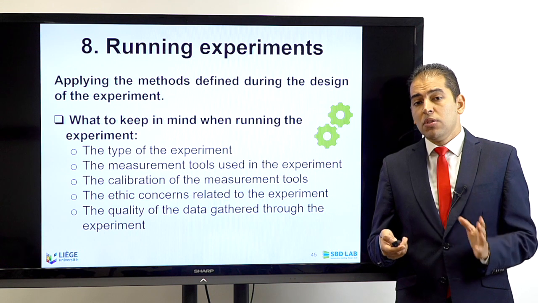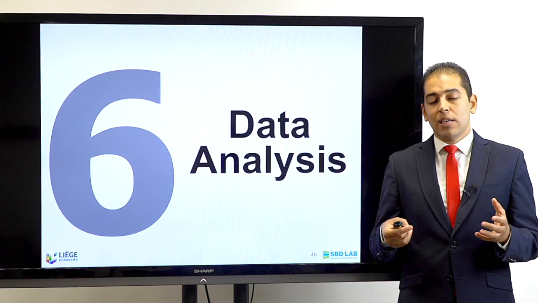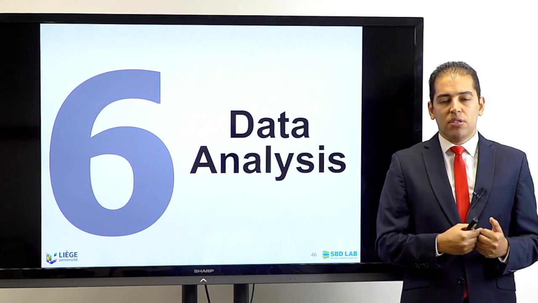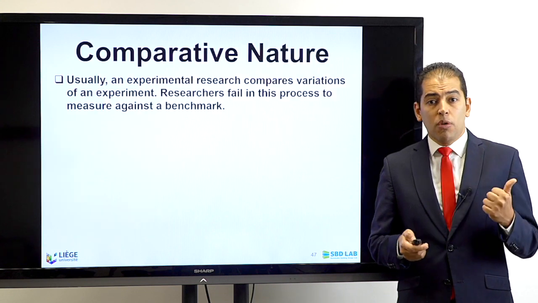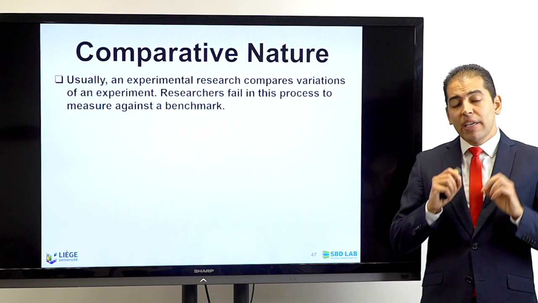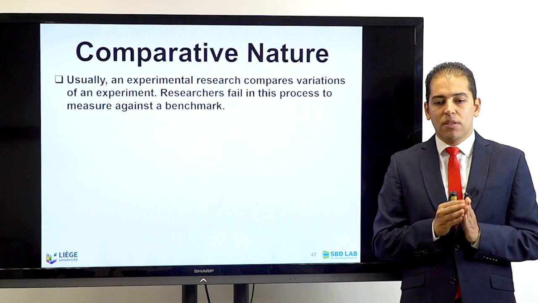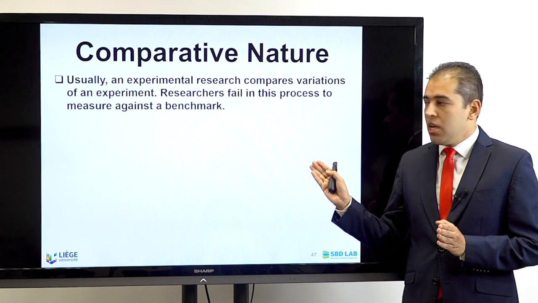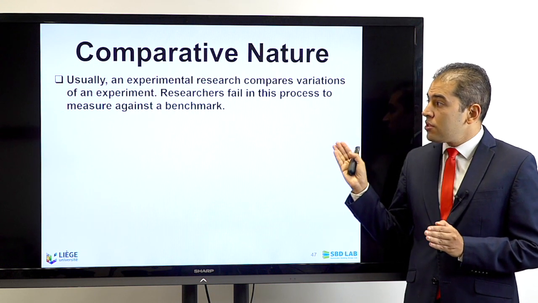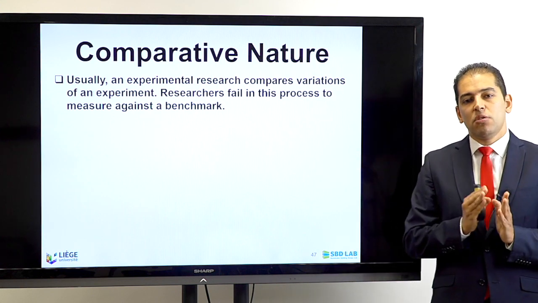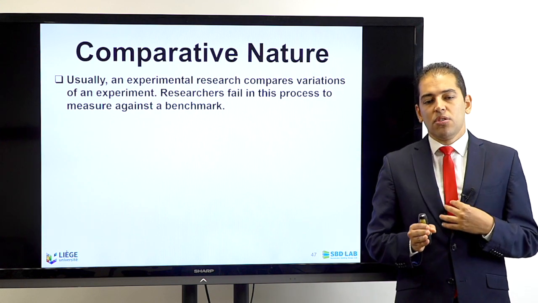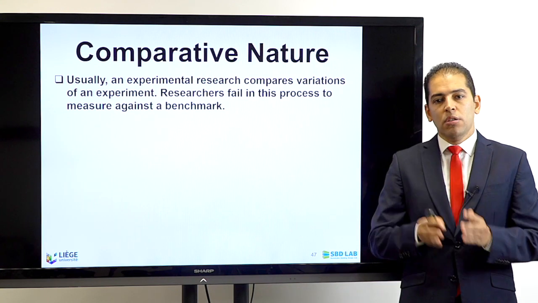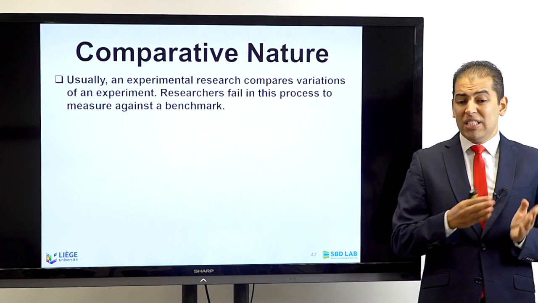And this allows me to move to the next step, which is data analysis. Imagine I conducted my experiment. I am now ready. I have the results. What should I do with data analysis? Number one, comparative nature. I should take into account the comparative nature of experimental research. Usually, experimental research compares variations of an experiment. So researchers fail in this process to measure against a benchmark. And this is very surprising. By default, when you do experimental research, you must follow a comparative approach, which means that you compare your intervention to the original state. And this is very important.